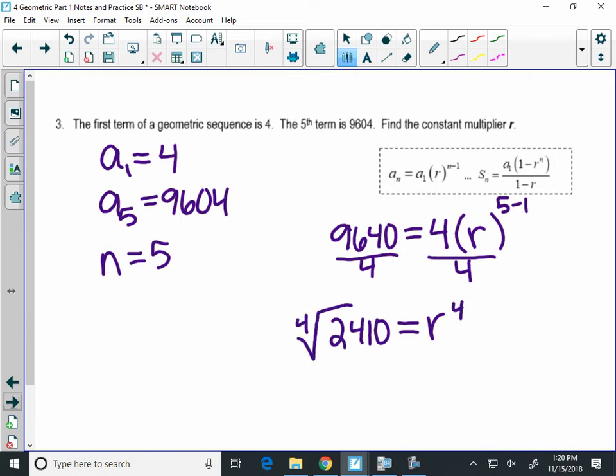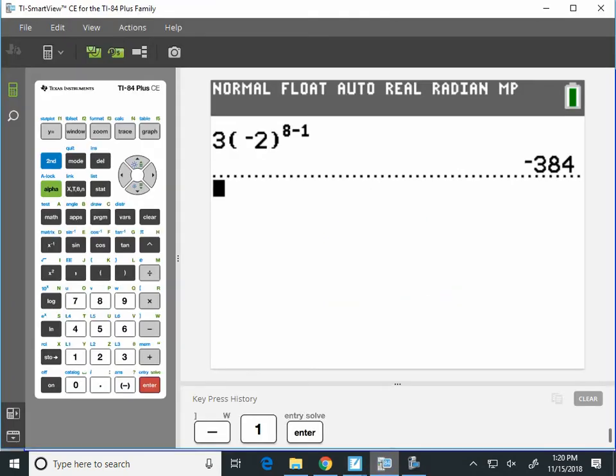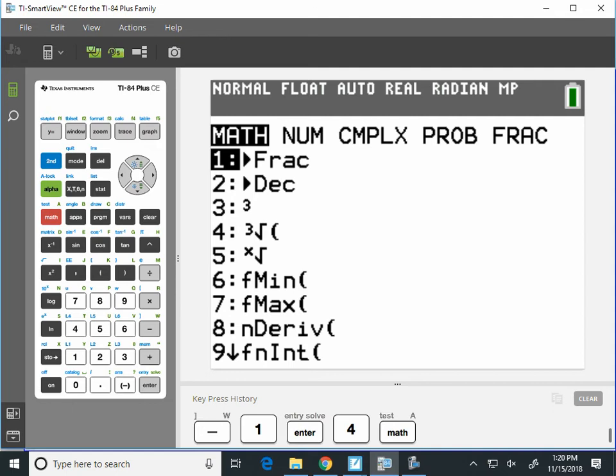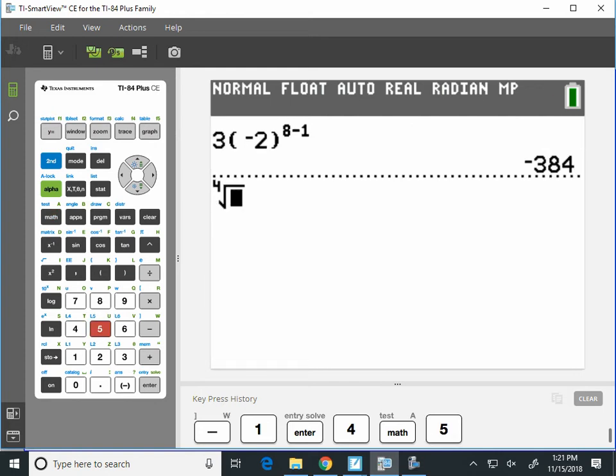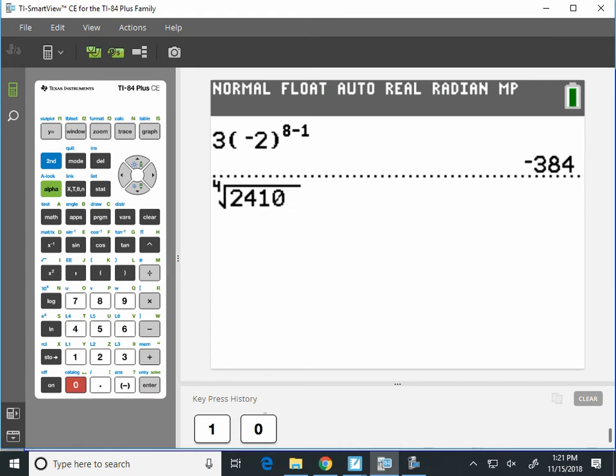Take the 4th root. Do you guys know how to do a 4th root in your calculator? All right, I'm going to show you. Pay attention. You're going to hit the number 4. Then you're going to go to math. Under math, you're going to choose option 5. That's for any root that's bigger than 3. So you're going to choose option 5 because when you do, that little 4 becomes a root. Yeah? So now I have 2, 4, 10.